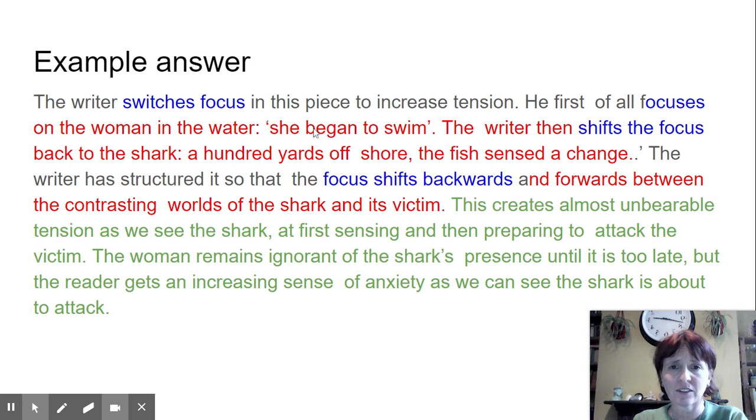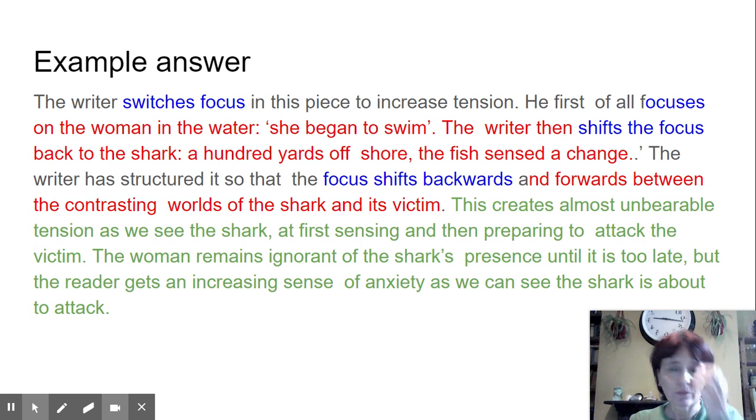I'm giving evidence that we are switching between the woman and the shark. The writer has structured it so that the focus shifts backwards and forwards. Again, naming, that's in blue, between the contrasting worlds of the shark and its victim. And then we're getting on to the analysis. This creates almost unbearable tension as we see the shark at first sensing and then preparing to attack the victim. The woman remains ignorant of the shark's presence until it's too late, but the reader gets an increasing sense of anxiety as we can see the shark is about to attack her.